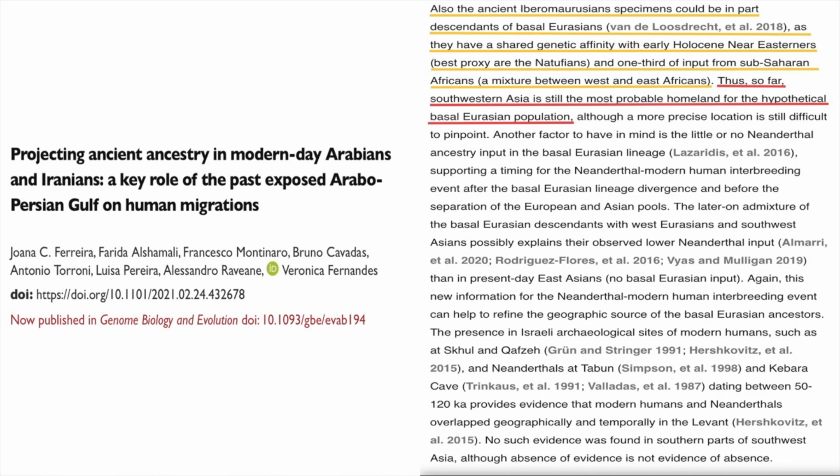And it reads, also, the ancient Ibero-Maurusian specimens could be in part descendants of basal Eurasians, as they have a shared genetic affinity with early Holocene Near Easterners. Best proxy are the Natufians, and one third of input from sub-Saharan Africans, a mixture between West and East Africans. Thus, so far, Southwestern Asia is still the most plausible homeland for the hypothetical basal Eurasian population. So essentially, the ancient Ibero-Maurusians and early Holocene Near Easterners all seem to be somewhat connected, being a very similar people.